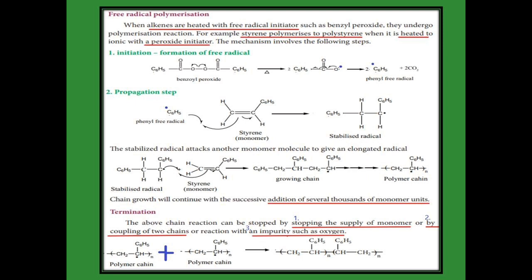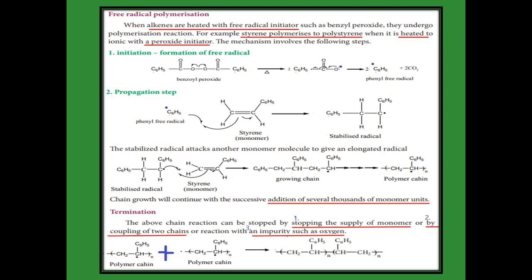First step, initiation: the benzoyl peroxide gives the phenyl free radical along with carbon dioxide. We get 2 phenyl free radicals and 2 carbon dioxide in the initiation of free radical polymerization. In the propagation step, the phenyl free radical attacks the styrene. Styrene is ethylene, CH2=CH2, with one hydrogen replaced by C6H5.